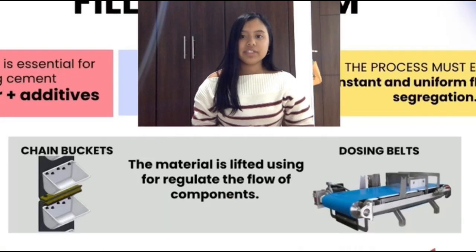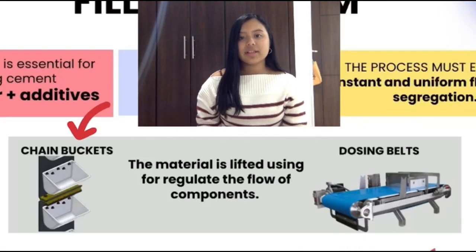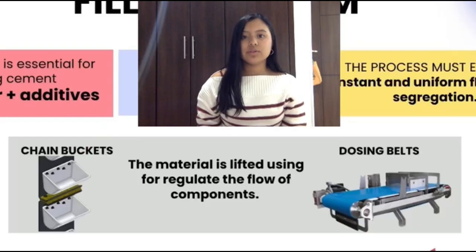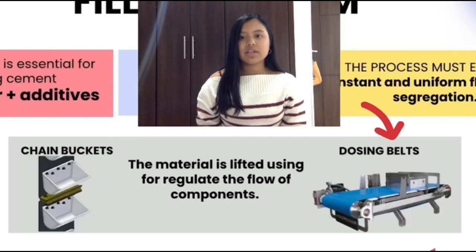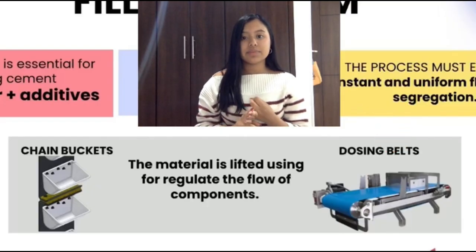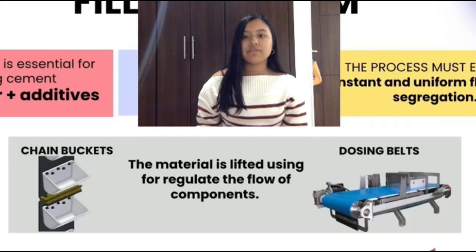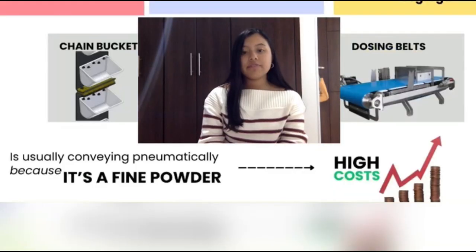For lifting the material to the silo, a bucket elevator with chains is required due to the weight and abrasive nature of cement. Dosing belts are installed in the hoppers of each component, clinker, gypsum, limestone, and pozzolan, to regulate the material flow into the final stage of the process. Finally, cement is usually conveyed pneumatically because it's a fine powder, although this method involves high cost.